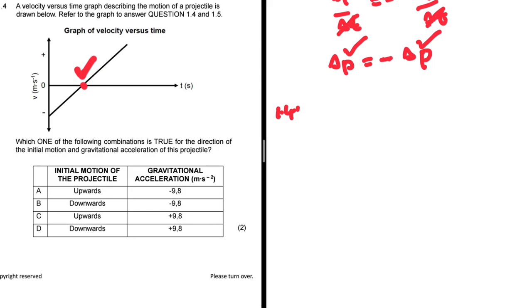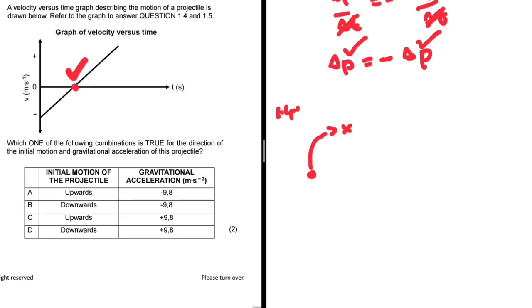Okay, so at this point, we know that our object is projected upwards, and then it reaches some maximum height, and then it starts going downwards. As to whether it goes downwards to the same height from which it was projected, we're not so sure. But we know that it goes up to reach some maximum height and starts going down. So the first part of the question, the initial motion of the projectile, we can answer: it is upwards. So the only options you're looking at are A and C, upwards and upwards.